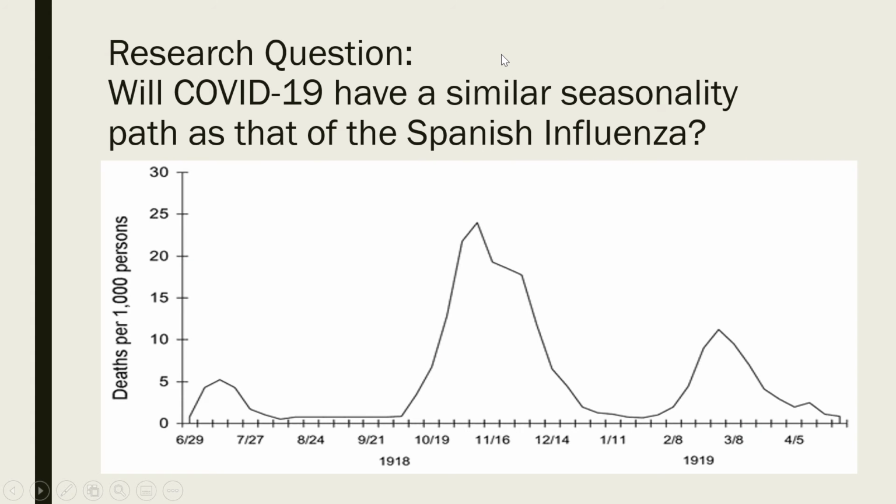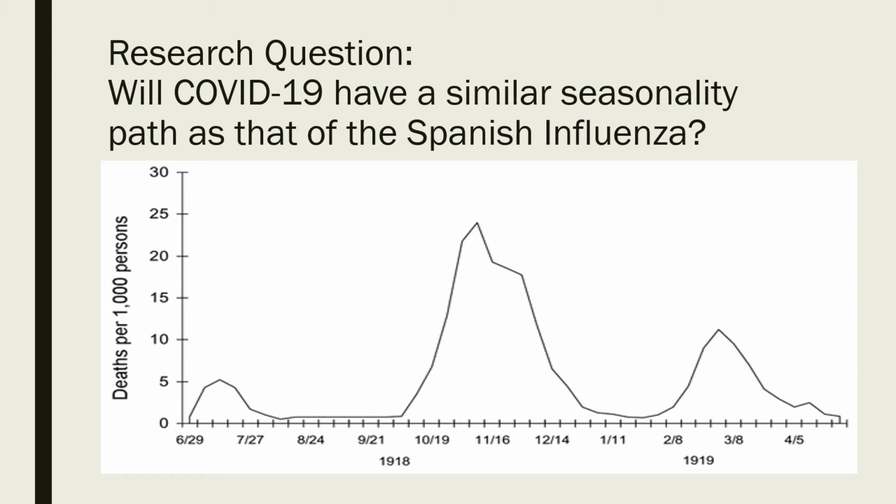So, based on the information I gave earlier, I was interested in seeing if COVID-19 would have a similar seasonality path to that of SARS and the Spanish influenza, which up until this point was the deadliest pandemic in history. It infected a third of the world's population and killed at least 50 million people.